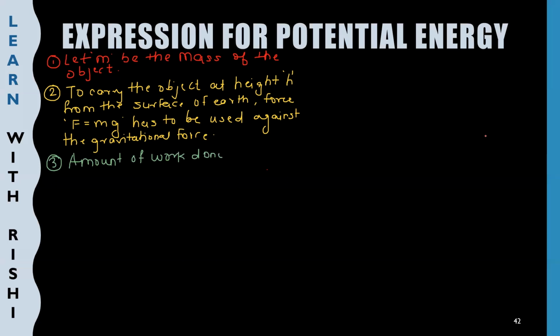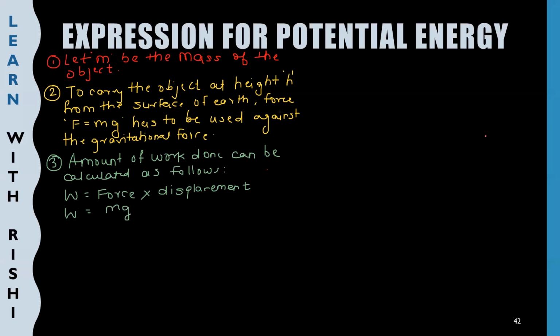can be calculated as follows. What is the formula for work done? Work done is equal to force into displacement. Now for force we are going to write mg, and displacement here is the height from the surface of the earth, at a certain height. So mg into h. So my work done is nothing but equal to mgh.